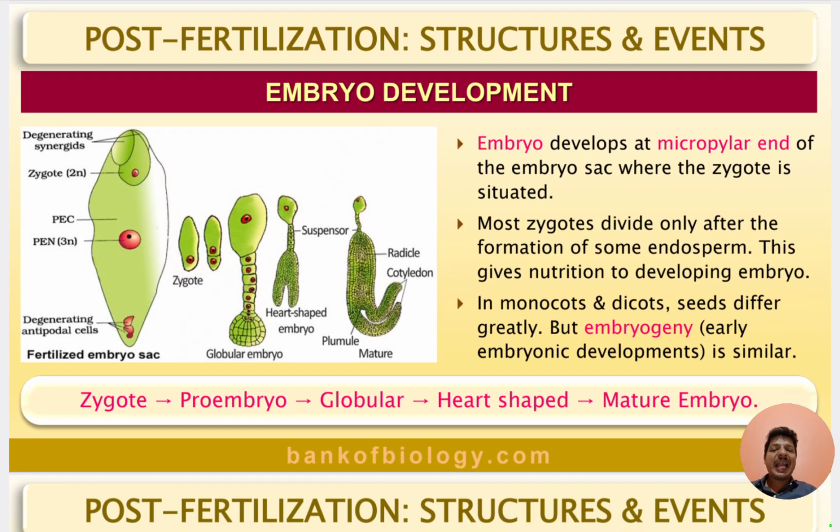Embryo development. The embryo develops at the micropylar end of the embryo sac where the zygote is situated. Most zygotes divide only after the formation of some endosperm. This gives nutrition to the developing embryo. In monocots and dicots, seeds differ greatly, but embryogeny, that is early embryonic development, is similar. In the diagram, it is the zygote, 2-cell stage, then it becomes globular embryo, heart-shaped embryo, and then the last one.